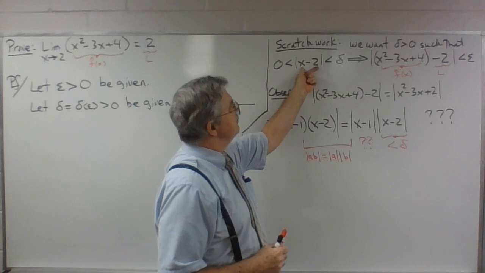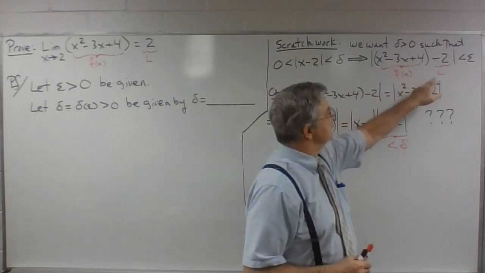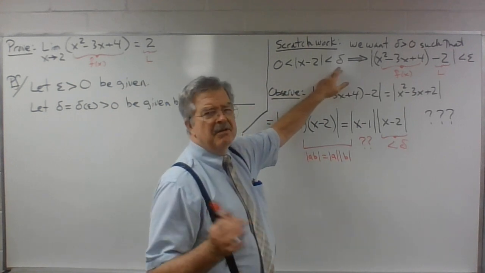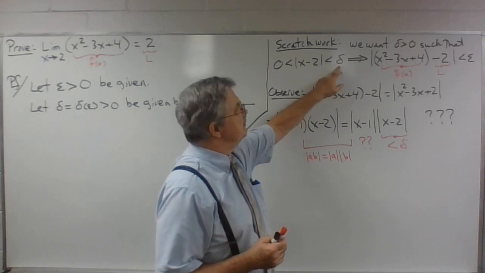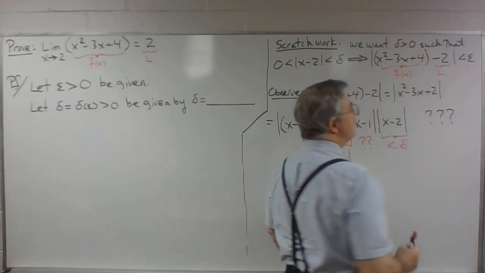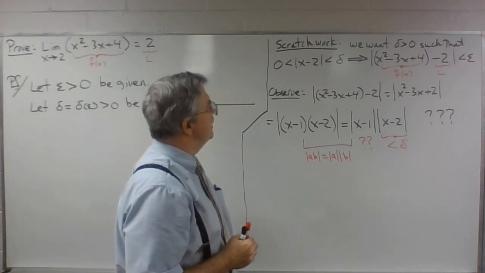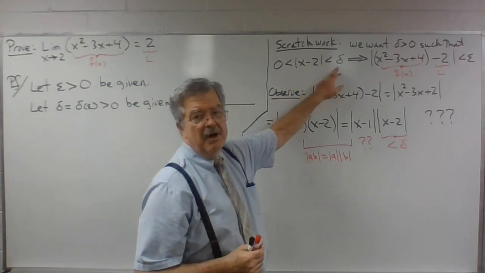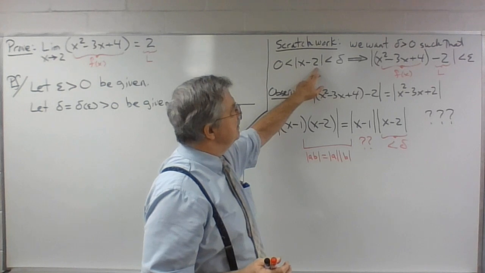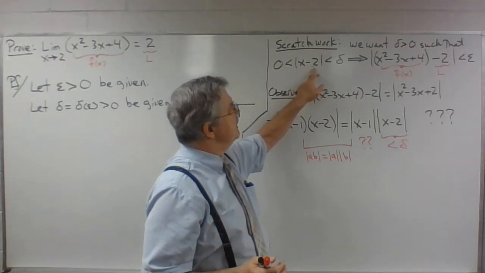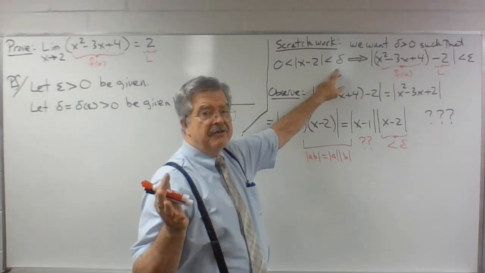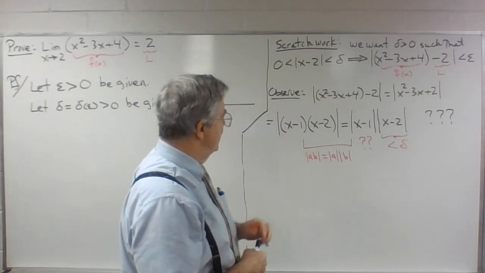X has to be close to 2 in order for f of x to be close to L. So this delta can't be a large number. We want delta to be small so that f of x and L will be within epsilon units of one another, no matter how small epsilon is. So delta is going to be a small number. How small? Well, we don't know yet. But we want x and 2 to be close to one another. So x minus 2 has to be small. We know that much. We don't know how small, but x minus 2 absolute value has to be small.